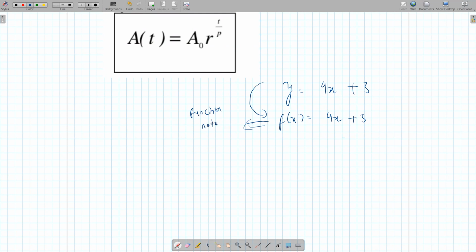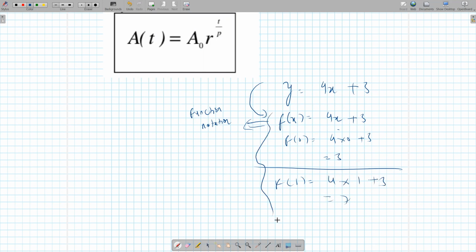It doesn't have to be f and x. It could be like g of k or anything. And this will be like 4k plus 3 or something. In here is the x variable, and then the actual x variable is here. So what's the use of this? Look at this. F of 0 is going to be 4 times 0 plus 3, which is just a 3. F of 1 is going to be 4 times 1 plus 3, which is a 7, okay? This is called a function notation.